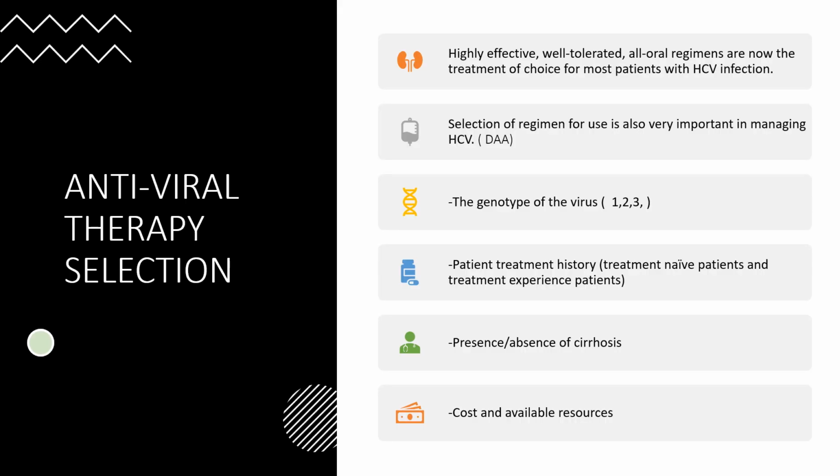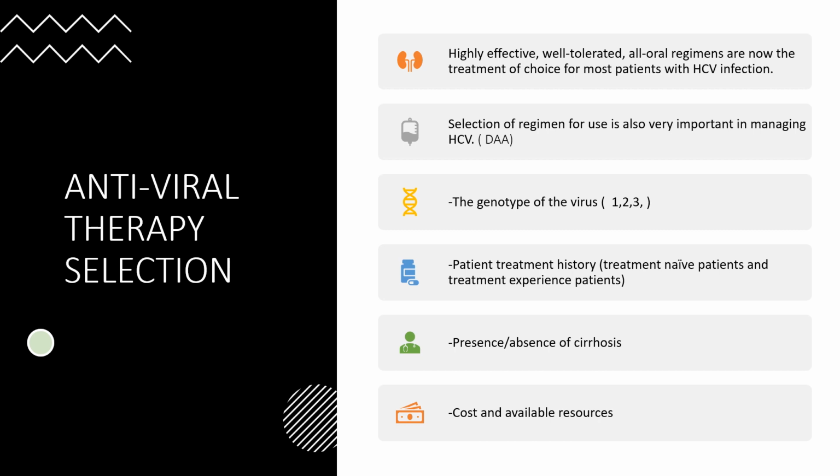Antiviral selection. Selection of regimen for use is also very important in managing HCV. We need a regimen that is highly effective and will be well tolerated by the patient with reduced adverse effects. Before you select a regimen, you have to find out the genotype of your virus. So you need a regimen that will be able to take care of the genotype your patient has.